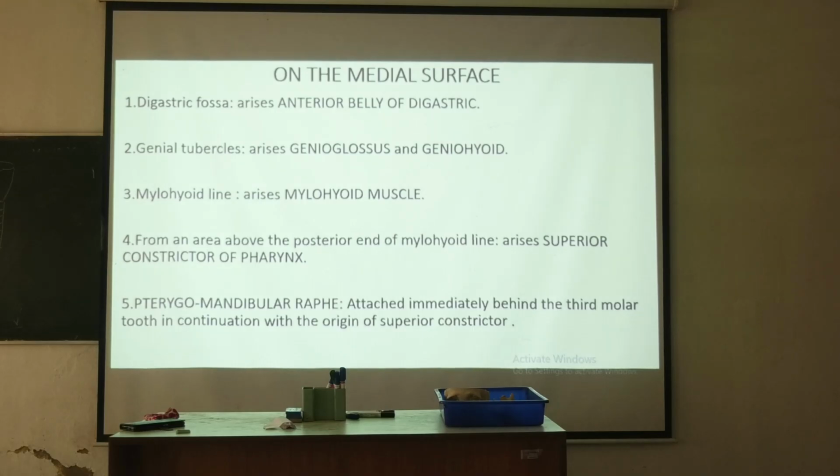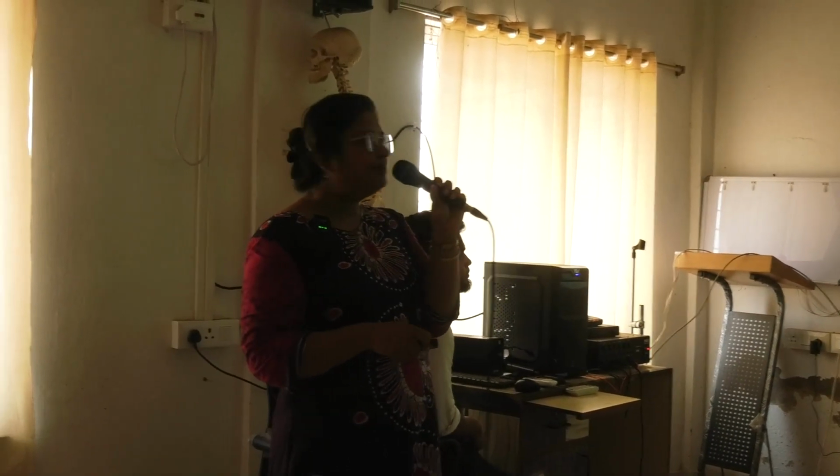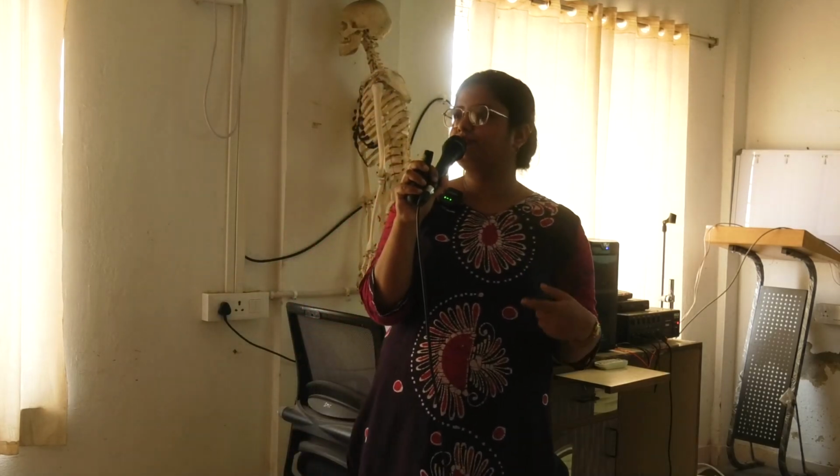Next, on the medial surface, you have seen the digastric fossa previously. Digastric fossa gives origin to the anterior belly of digastric. Genial tubercles: from the superior genial tubercle, genioglossus, from the inferior genial tubercle, geniohyoid. Mylohyoid line, mylohyoid muscle, and from an area above the posterior end of the mylohyoid line arises the superior constrictor muscle of the pharynx. Okay, these are the three constrictor muscles: superior, middle, inferior constrictor muscles. The superior one is arising from here.